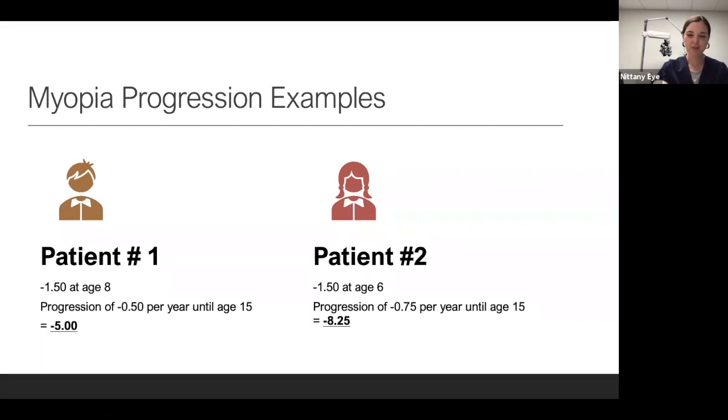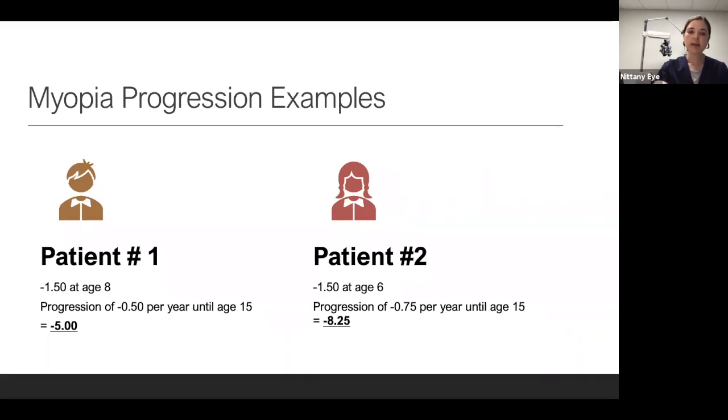So patient number 1 has a minus 1.5 prescription at age 8. They go through a change of a half a diopter per year until they're about 15. That's the 0.5 number you see. So over time, around age 15, they become a minus 5 as their new prescription. They started at a minus 1.50, and now they're a minus 5.